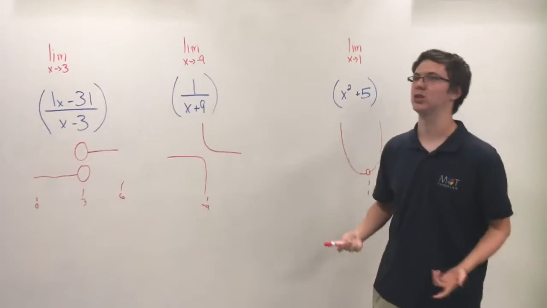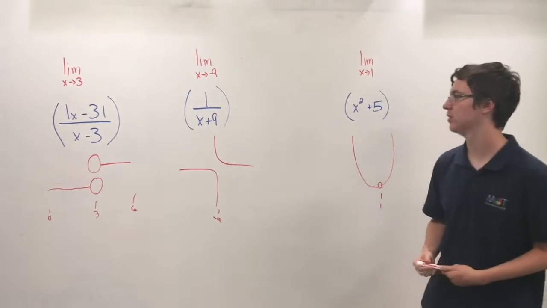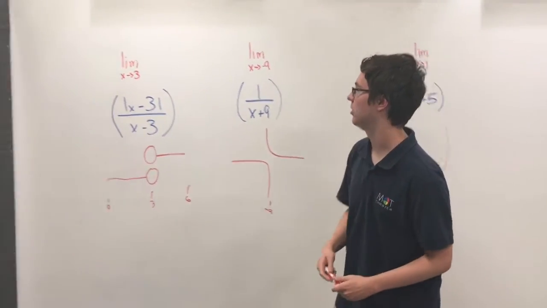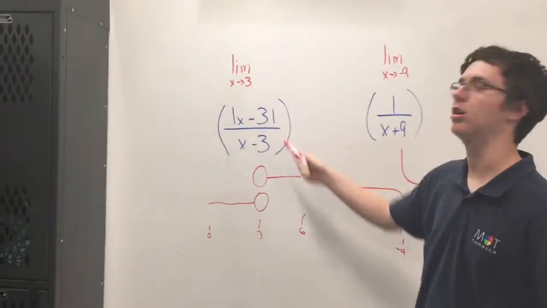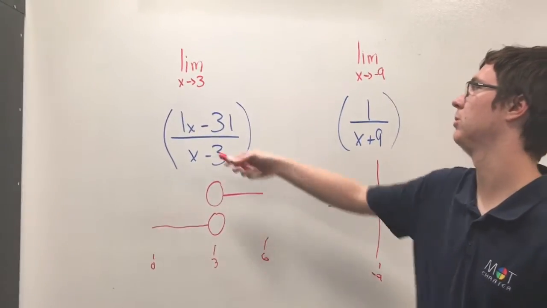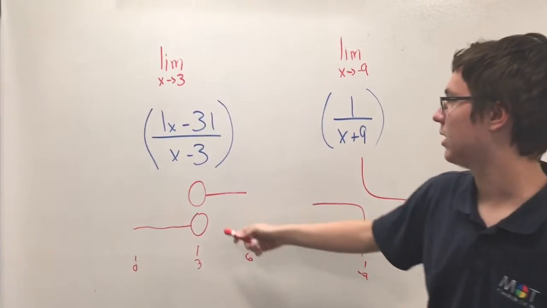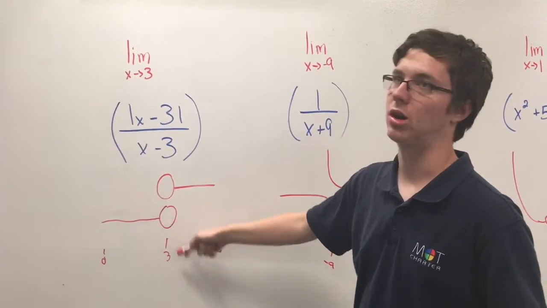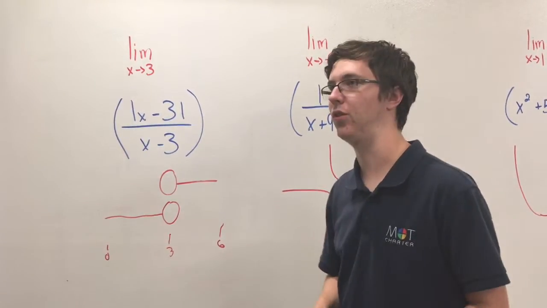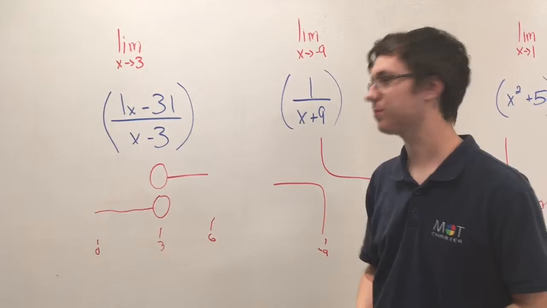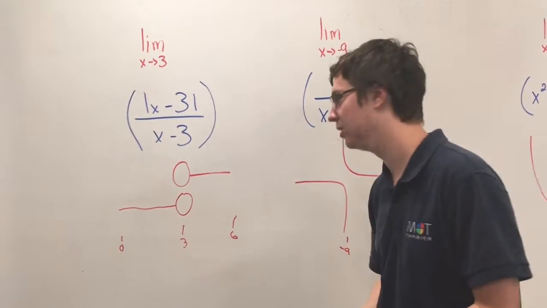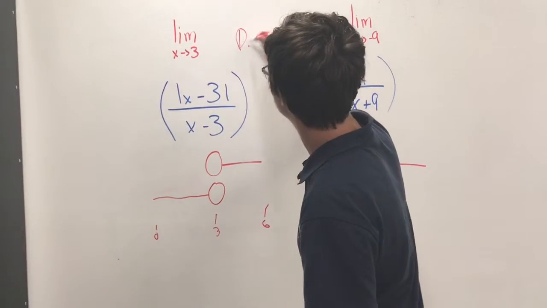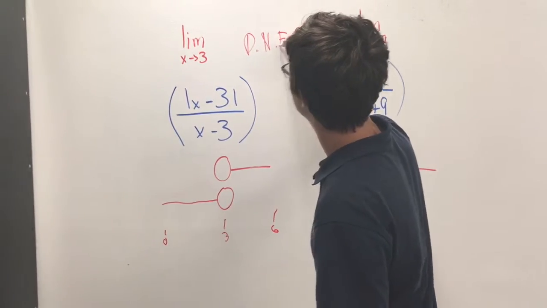So here we are determining limits by looking at graphs. If we look at this first one with the equation of the absolute value of x minus 3 over x minus 3, the limit is getting closer to 3. We can see that these circles are empty and not filled, which means that there's no limit. So this limit does not exist.